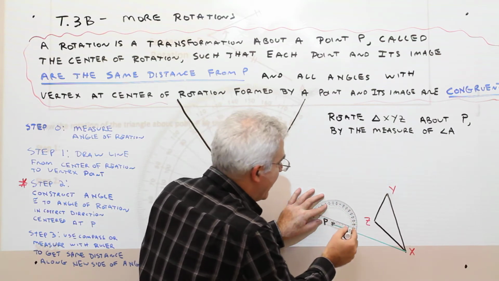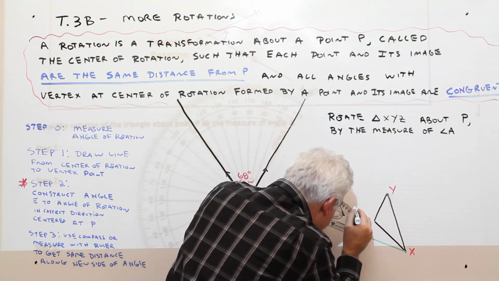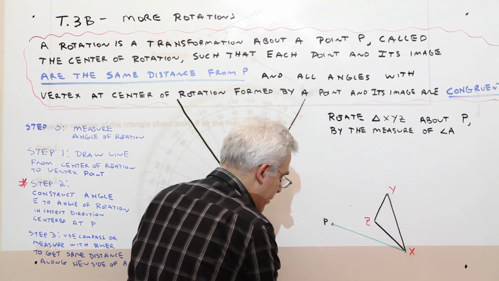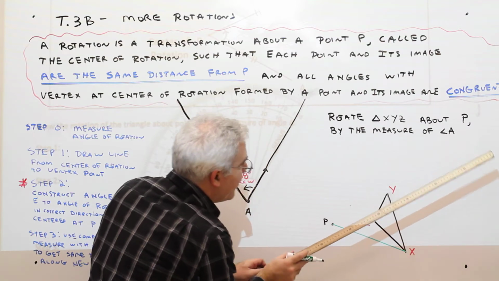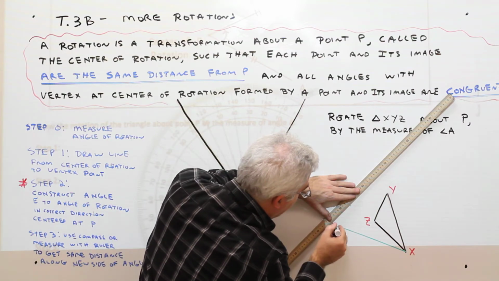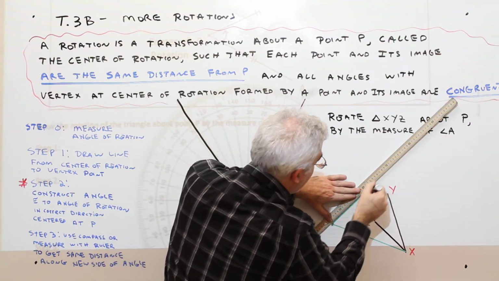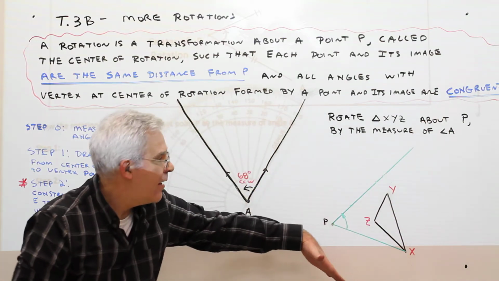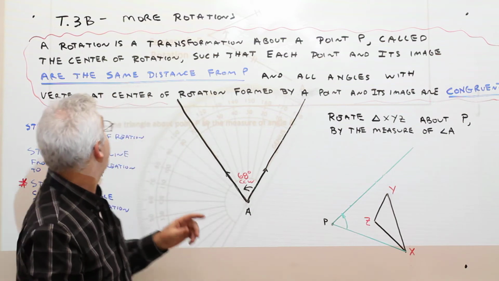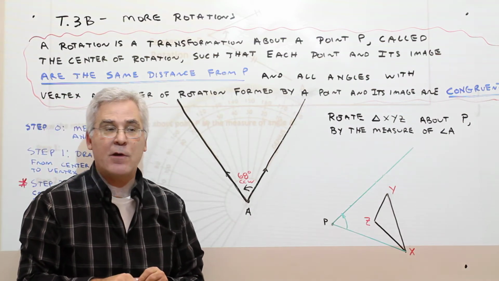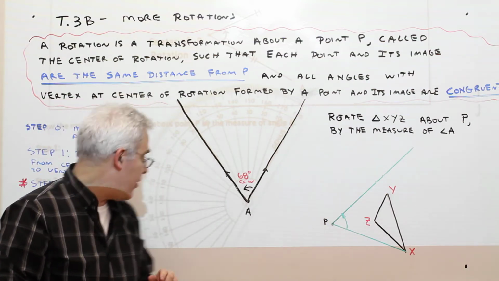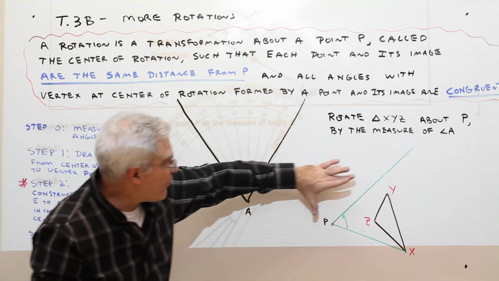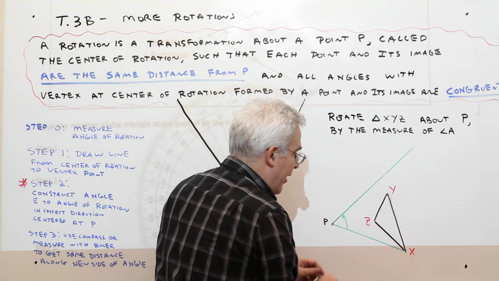Then 10, 20, 30, 40, 50, 60, 67 is about there. Then what you want to do is construct a line like such. So all I've done is say, hey, that's 68 degrees of rotation. Now what I want to do is use a compass or a ruler to measure along this, and I want it to be the same length as that.